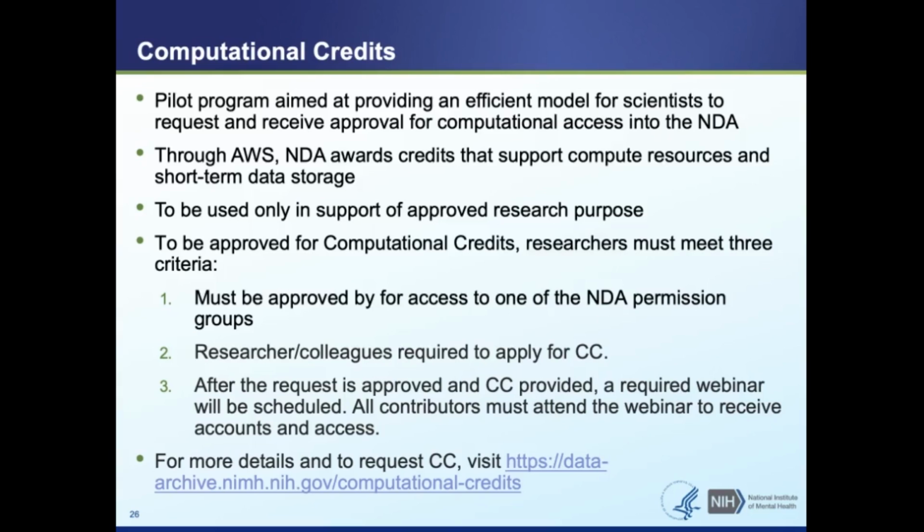To be approved for computational credits, researchers must meet 3 criteria. First, they must be approved for access to one of the NDA permission groups. Second, researchers and all colleagues are required to apply for computational credits. The application must include how the requested resources will enhance research discovery and the mission of the NDA, the request's potential contribution to science, the amount of initial funds needed, the amount of storage required, the services needed, and the number of simultaneous NDA AWS instances required. And lastly, after the request is approved and computational credits provided, a required security and best practices webinar will be scheduled. All contributors must attend the webinar to receive accounts and access.